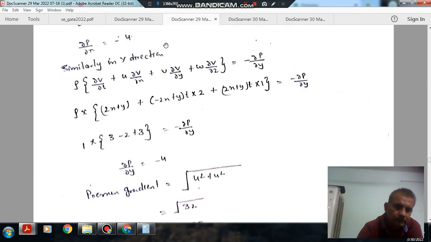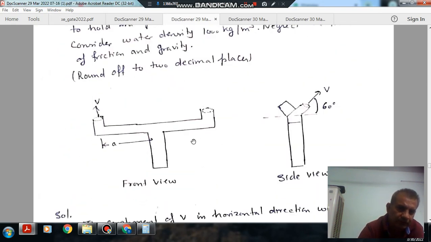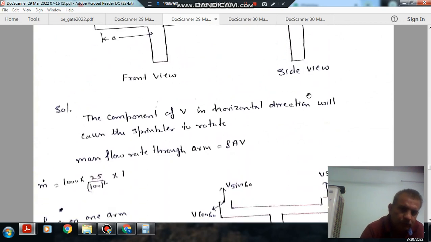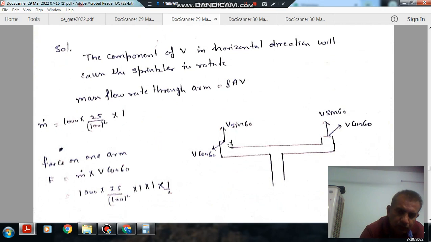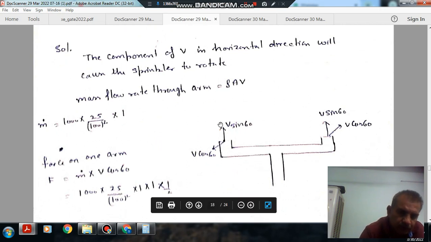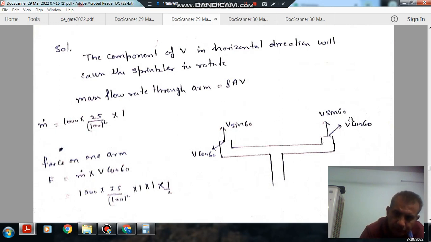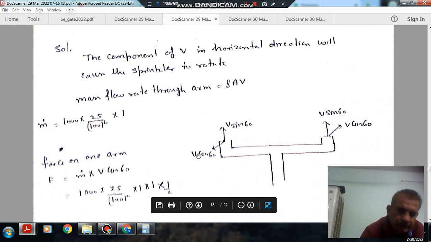Okay, so this is your sprinkler, this is the front view, and this is your side view. Here the velocity is v. This velocity has two components: one along the horizontal direction, v cos 60, and the other along the vertical direction, v sin 60. It is the horizontal component which will cause torque. So v cos 60 will cause torque, and the mass flow rate is rho A v.